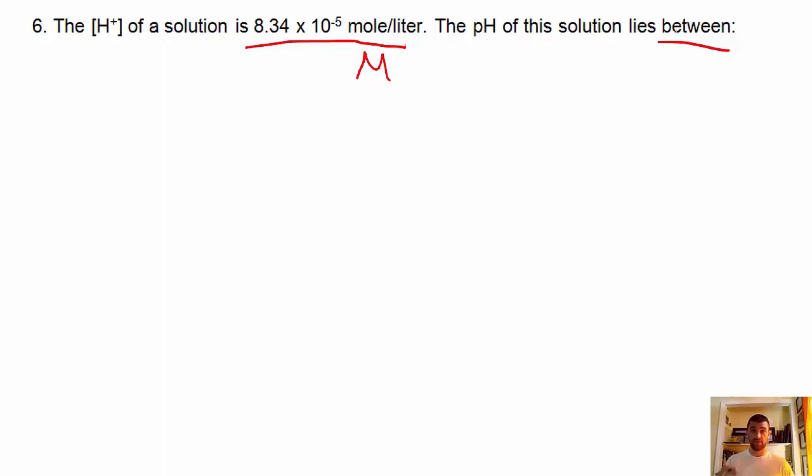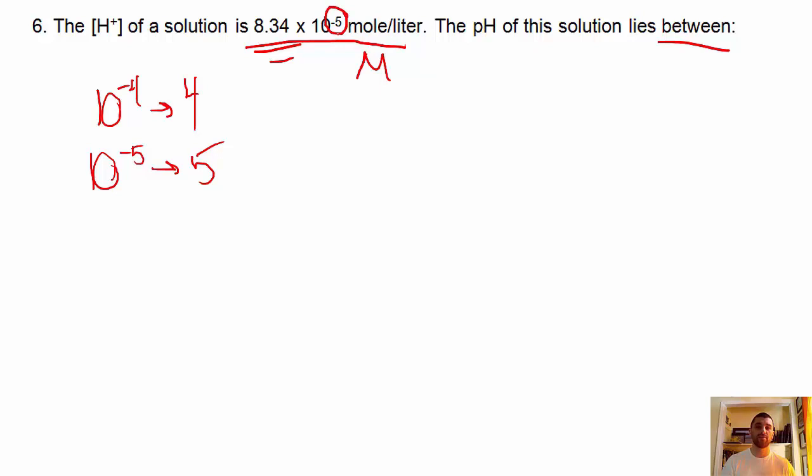Now what's really helpful to be able to do is to look at the number for the concentration and quickly estimate, not necessarily plug it in and use the log, and just go, all right, well, I know if I had 10 to the minus 4, that goes to a pH of 4. If I had 10 to the minus 5, I'd have a pH of 5, and so on and so forth. So I'm looking at this. I know that it's going to be around 5 because that's to the minus 5.